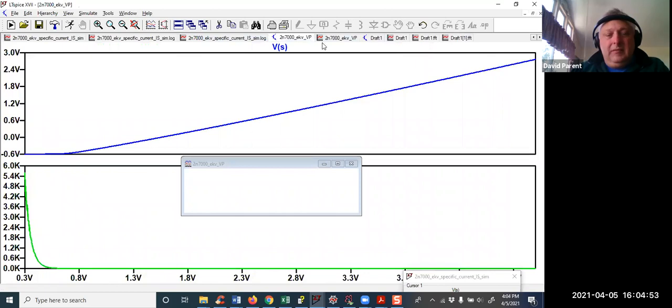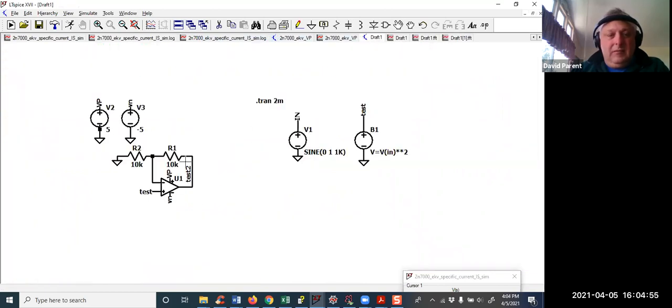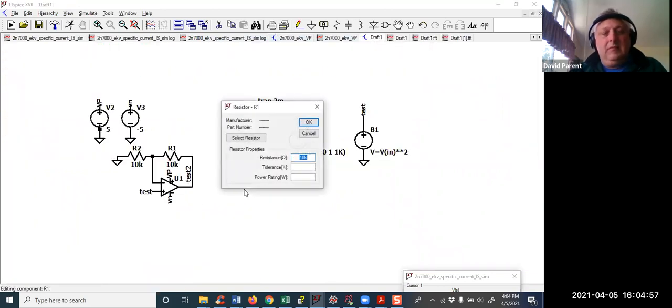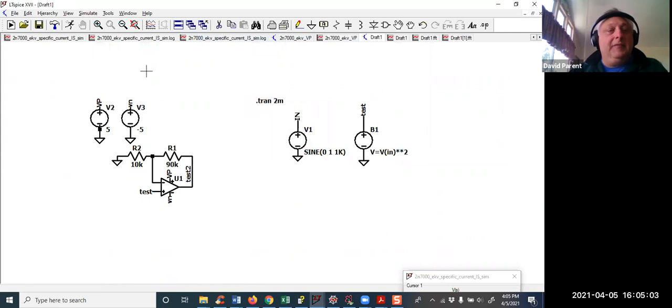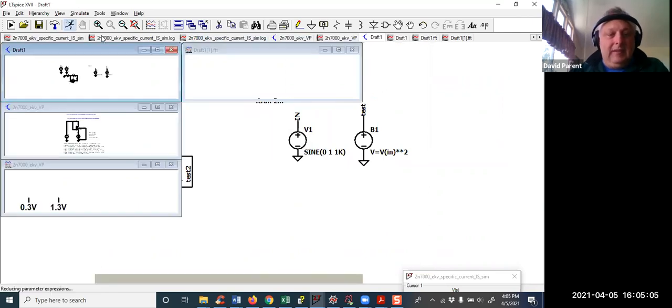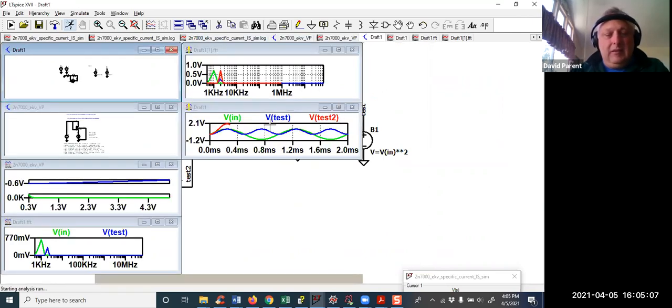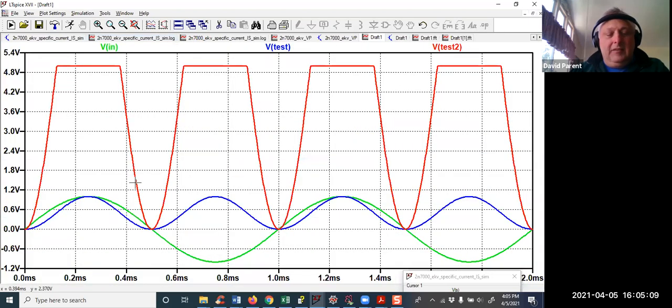But what if I had a gain of 10? All right. That doesn't look like it's squared anymore, right? And this will pop out.